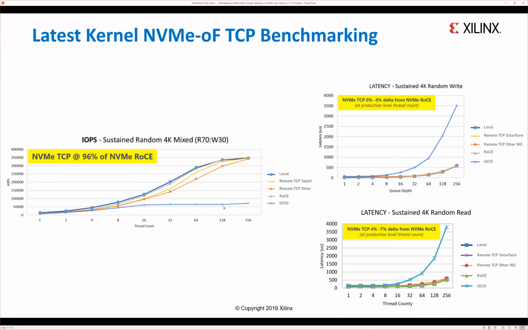You can see the iSCSI is completely off the charts. It's not even close to the performance that you're going to see with traditional NVMe-oF. Over here, the iSCSI goes off the charts in this direction with latency, but there's a very tight coupling of TCP and RoCE, whether it's on our adapter card or somebody else's. And so this is what you can get with the standard Linux plugin.